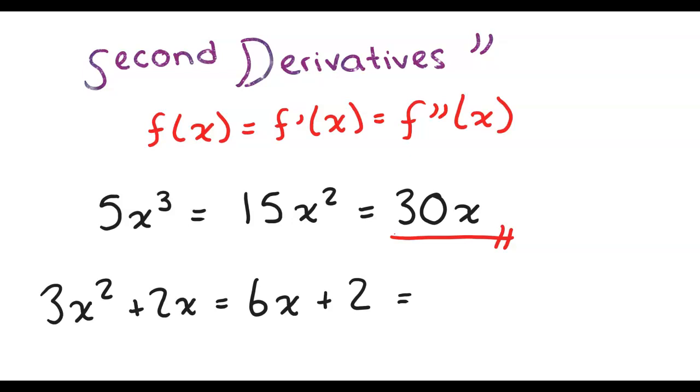So we do again a new differentiation. We differentiate 6x, which will be 6, and the 2, which doesn't have a variable, becomes 0. So therefore this will be our second derivative.